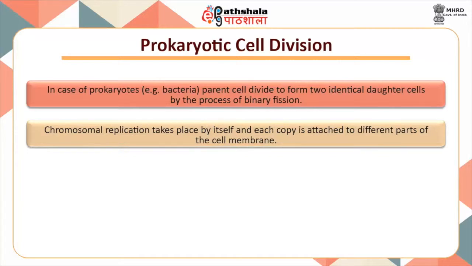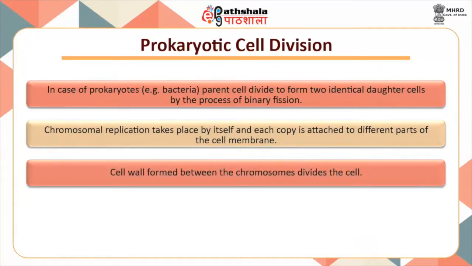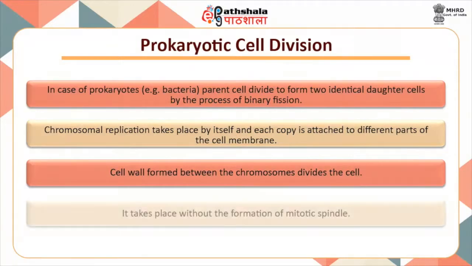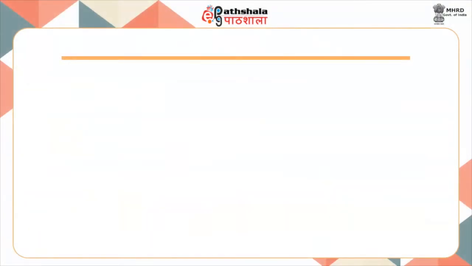Then, gradually, the cell begins to pull apart, involving cross-wall formation. And finally, the cell splits, leading to cytokinesis. As a result of prokaryotic cell division, two genetically identical cells are formed, except for rare chances of spontaneous mutation. Now, I will come to the eukaryotic cell cycle.